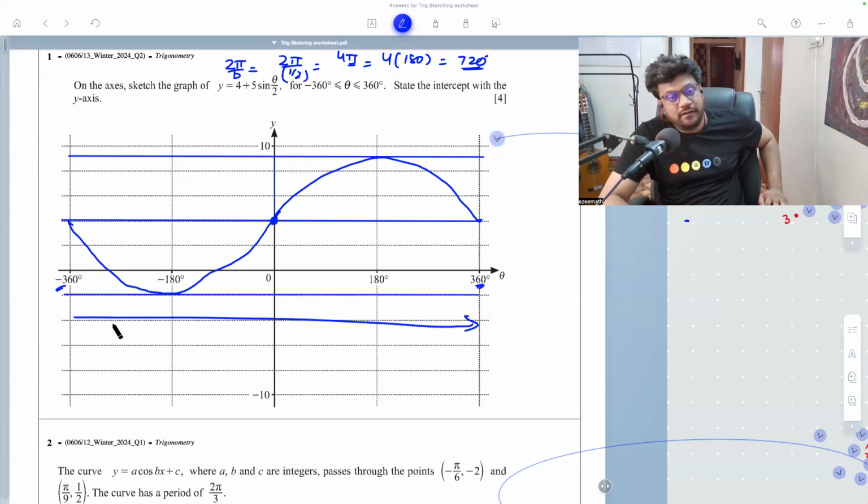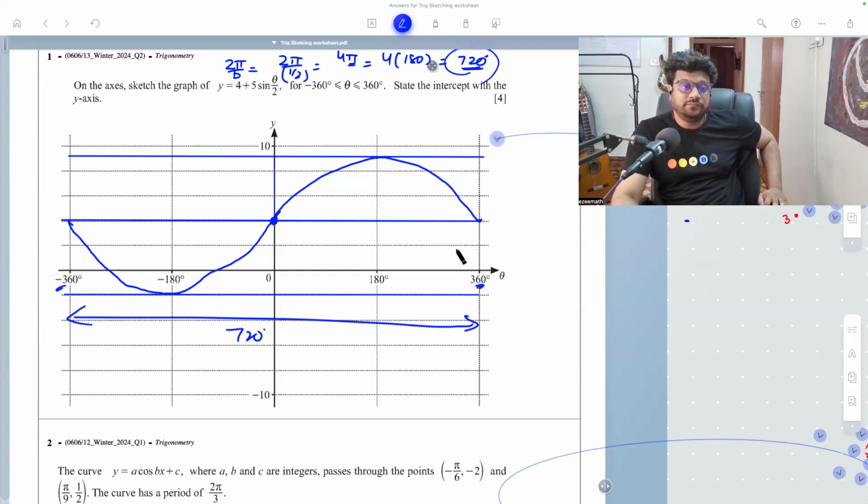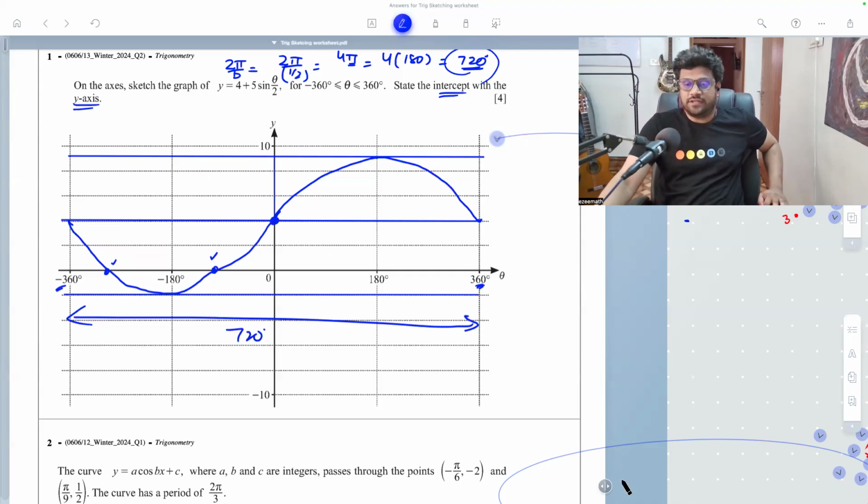That's 720, which was supposed to be the period. And yes, I have it there. If they had asked me to show them the intercepts of the x-axis, I would have found them also, these two. But they didn't. So I'll stop it here. That's my sketch. Okay, let's look at another one now.